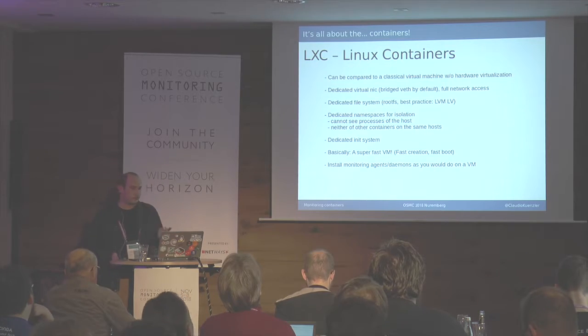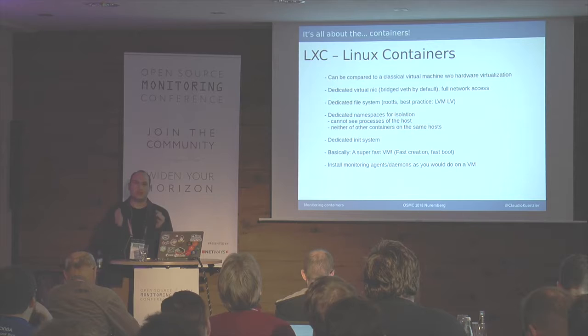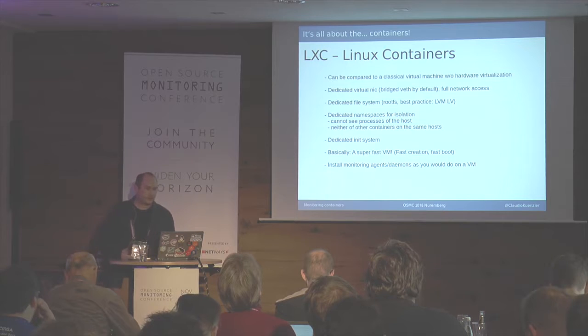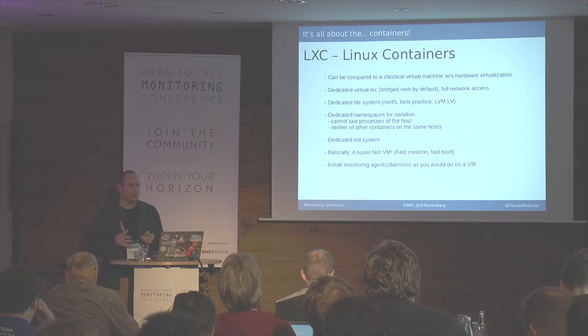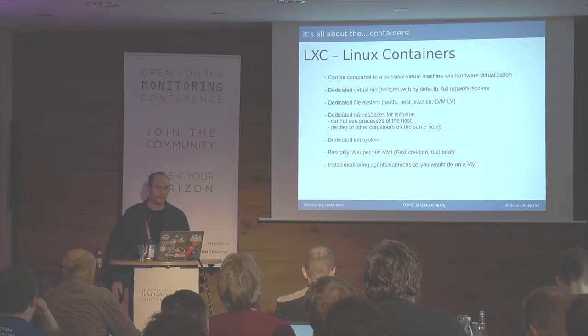You always have your dedicated file system called the rootfs. The best practice is generally to use a logical volume for each container. So you really have your own capacity, you have your own thresholds. In general, this applies to all containers. It's a dedicated namespace for process isolation. So when we're in the container, you cannot see the processes of the host, and you cannot see processes of other containers running on the same host.